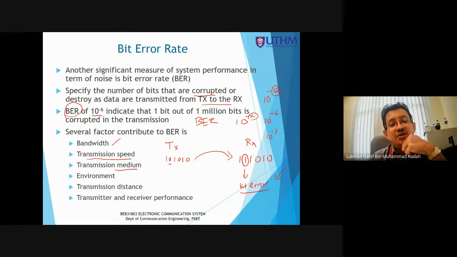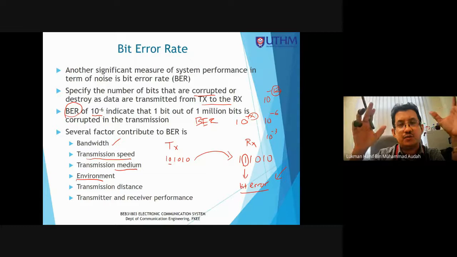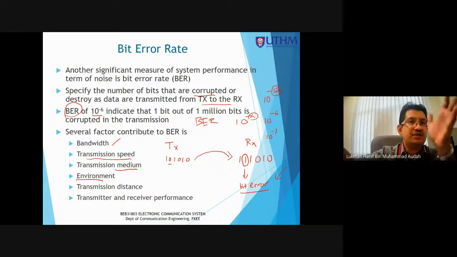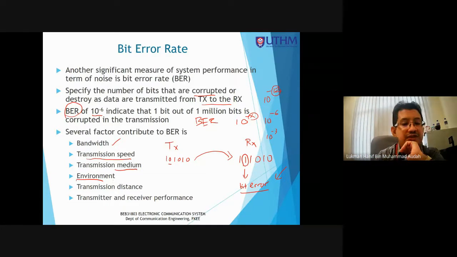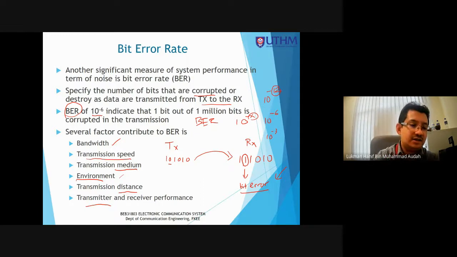Transmission medium, it depends on the medium type, jenis medium. Environment, whether there are obstacles or no obstacles, or what are the types of obstacles between the transmitter and the receiver. Okay, that one is the environment. Distance, jarak daripada satu tempat ke tempat lain, lagi jauh, lagi tinggi kebarangkalian berlakunya bit error rate. And then transmitter and receiver performance. So these are the several factors that contribute to the bit error rate. Okay, ni antara perkara yang contribute kepada bit error rate.